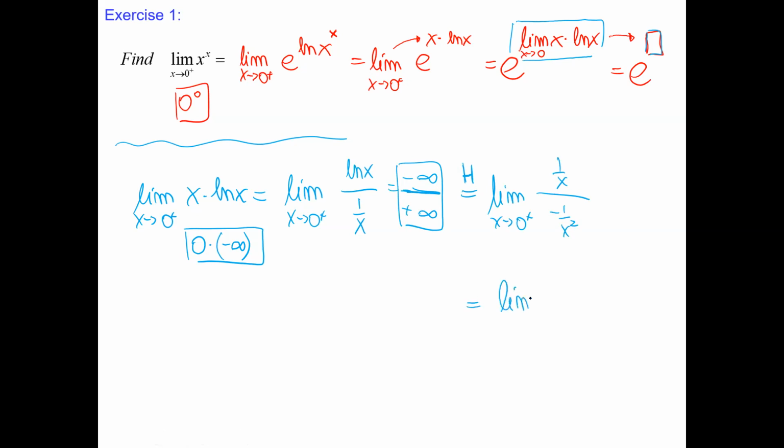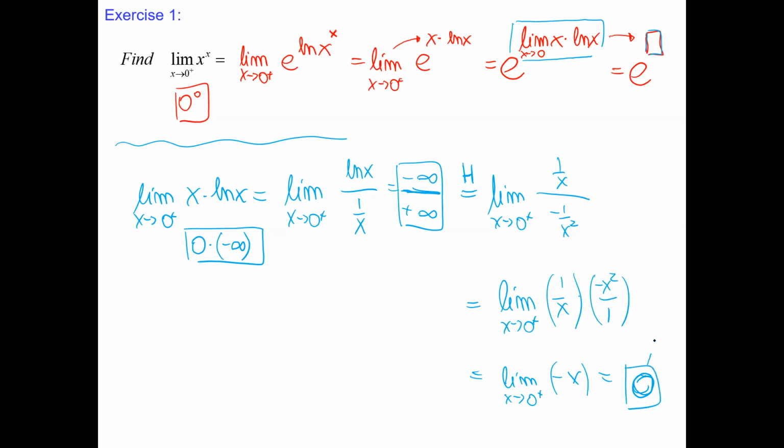And then, after simplifying, 1 over x times negative x squared over 1, because dividing by a fraction means multiplying by the reciprocal, we will end up with negative x. X goes to 0. The final answer of this limit is 0, but we will place that 0 here. E to the power of 0, the final answer is 1. Maybe it's not a surprise, but we do have a strong reason. We justify the answer. It's not a guess. 1 is the final answer.